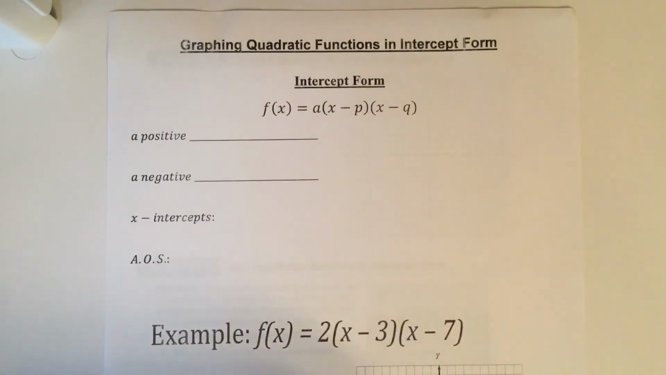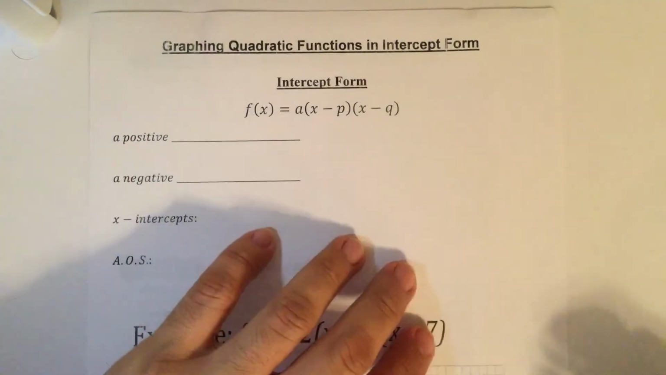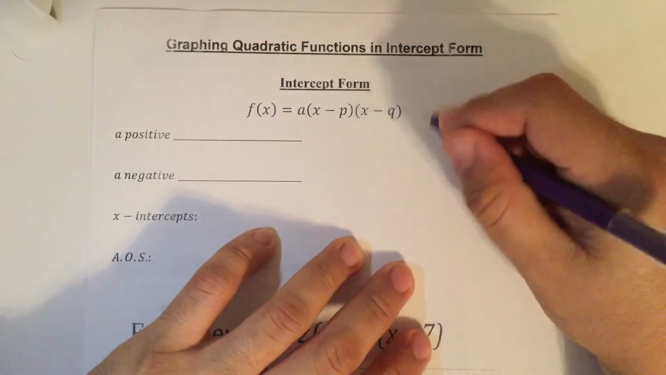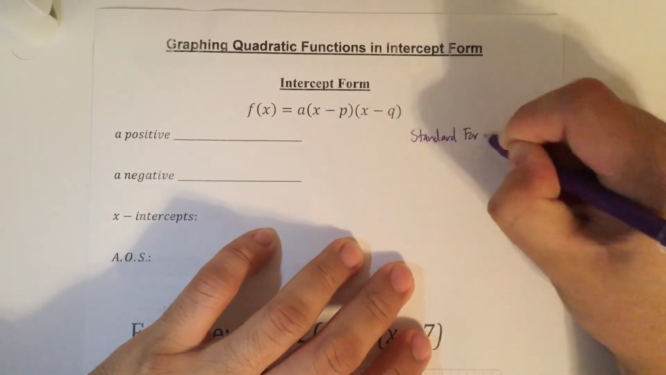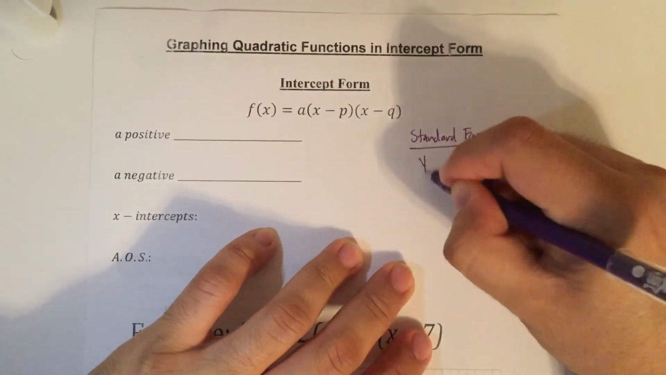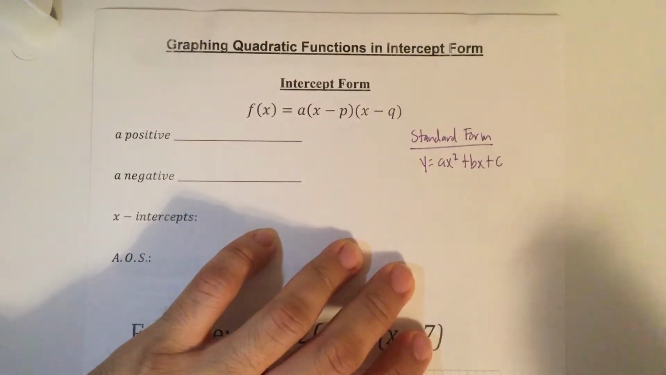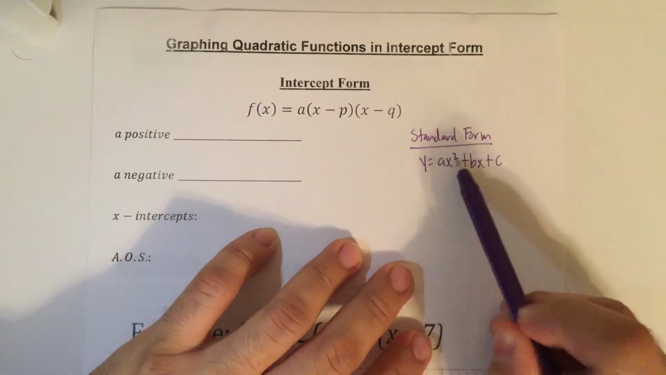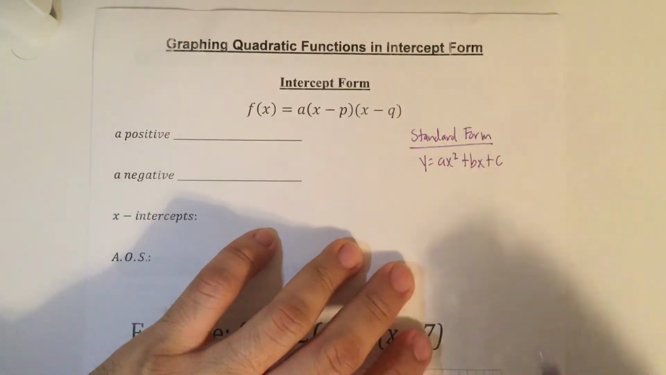All right, so these are the notes for graphing quadratic functions in intercept form. So far we've talked about three forms, or this will be our third form. The first one was standard form, which is y equals ax squared plus bx plus c. And I knew this was a quadratic function because I can see x is directly squared. But you do have these letters a, b, and c, and we talked about what those do.